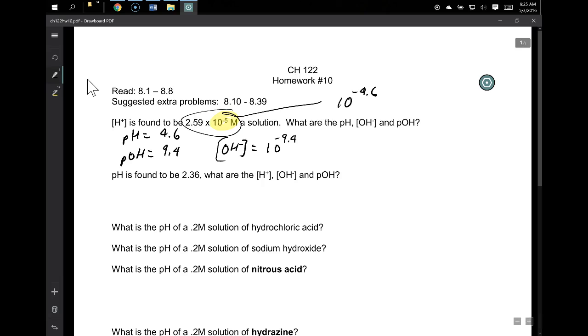So I've got this 2.36. So then I can say that my hydrogen ion concentration here is going to be 10 to the negative 2.36. Or you can plug it into the calculator and get a number, and it'll be something times 10 to the negative third.